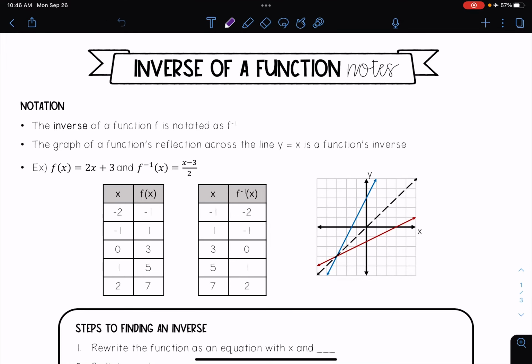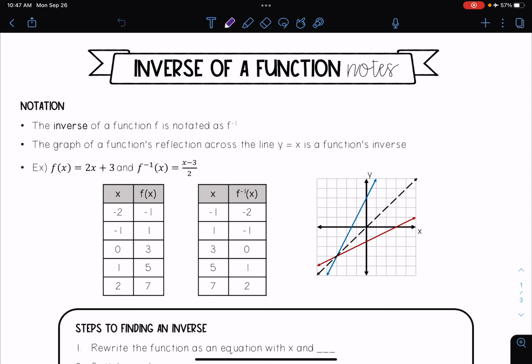Hello everyone. Today we're going to be talking about inverse of a function. So first, for some notation, the inverse of a function f is notated as f to the negative first power. And we just read that as the inverse of f. The graph of a function's reflection across the line y equals x is a function's inverse.